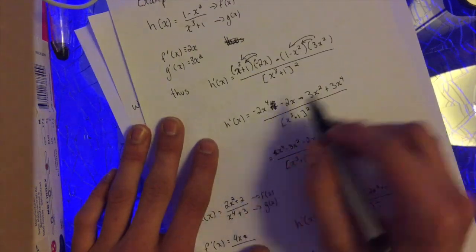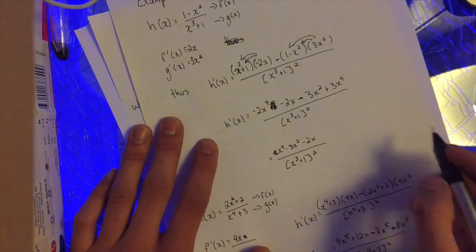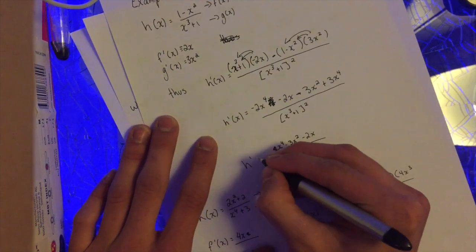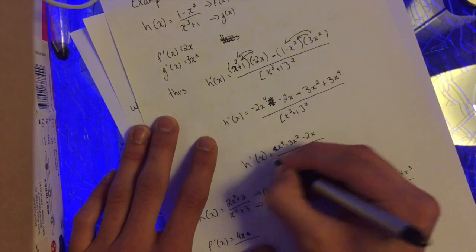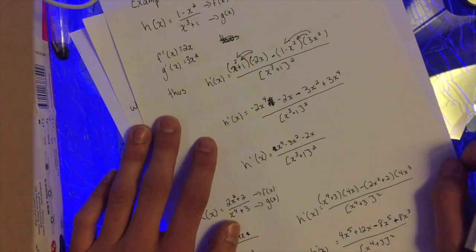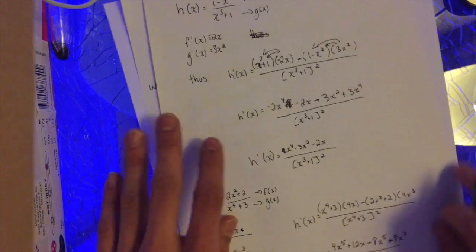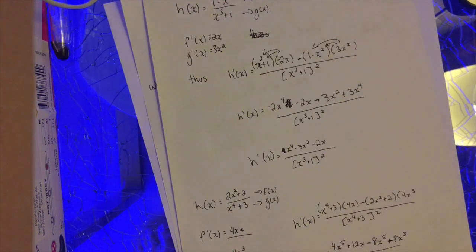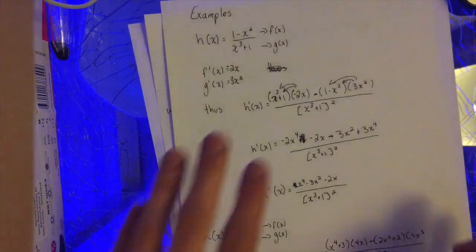After getting rid of some terms and simplifying the expression, we got h prime of x equals x to the fourth minus 3x squared minus 2x over x to the third plus 1, to the power of 2. Whew, we got through that. Okay, now that one was a little bit messy.